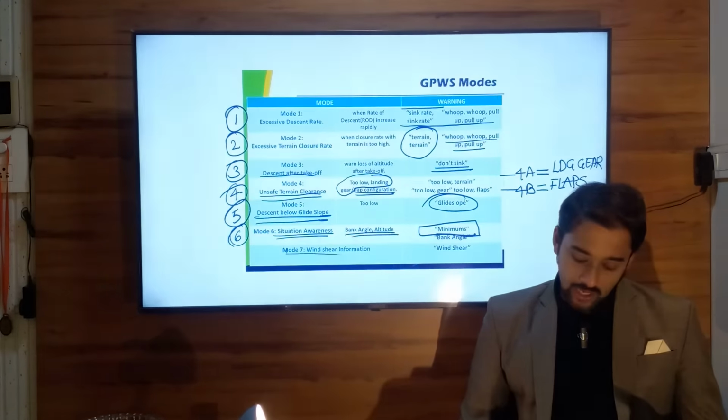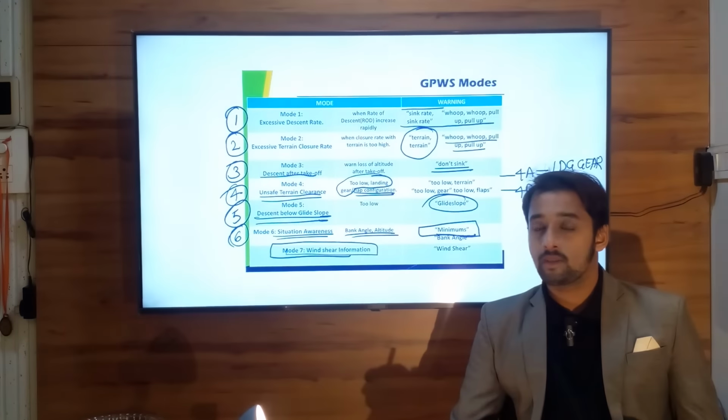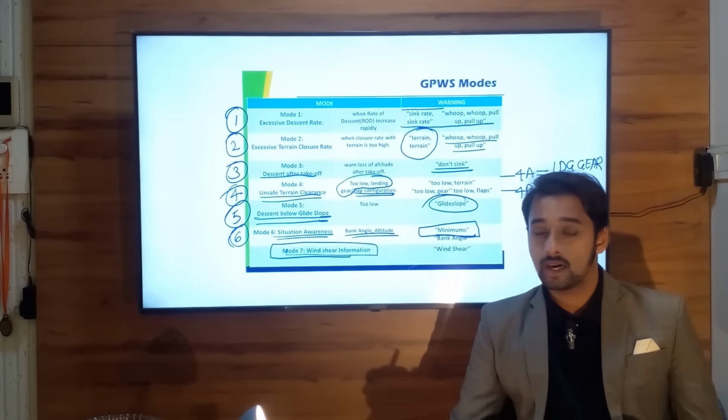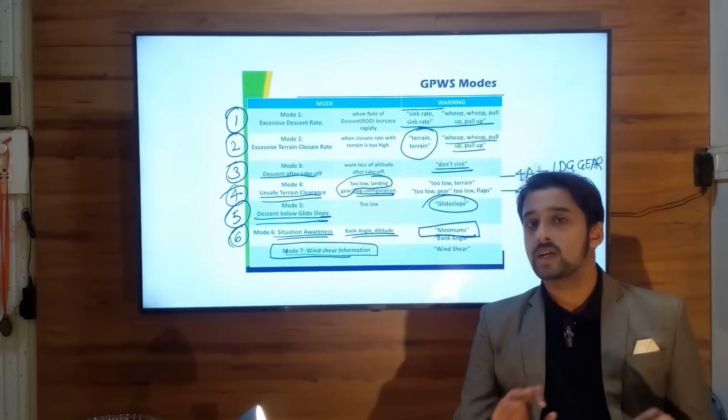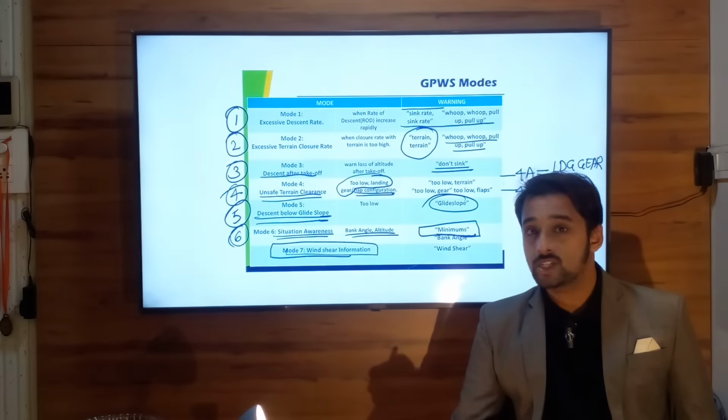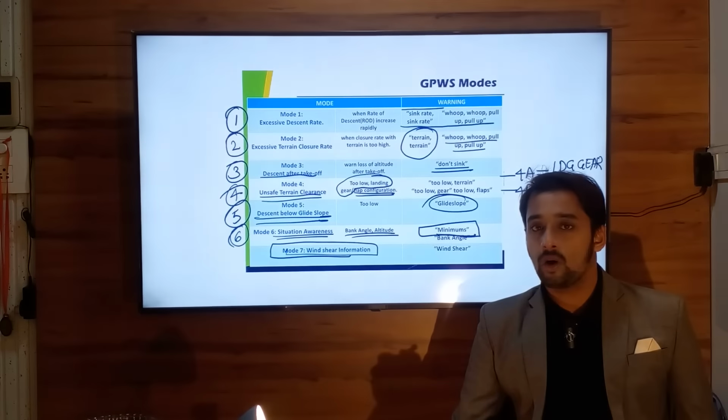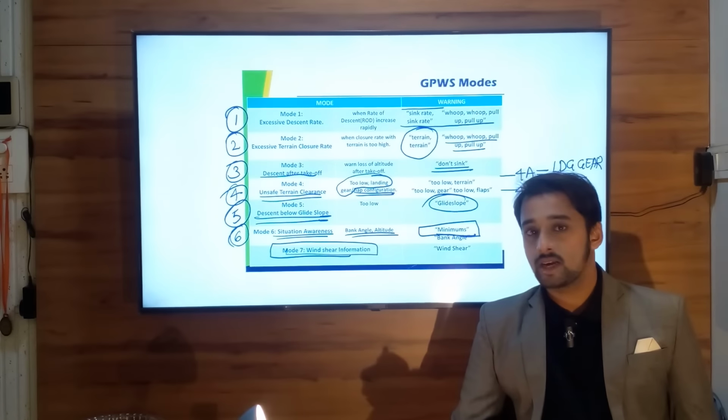Mode 7 is wind shear information. Okay, especially when you come in for landing and you are very close to the runway, there have been instances where aircraft is coming in to land and suddenly there is a wind shear and the aircraft has made a very hard landing because of that. Due to sudden reversal of wind direction, speed change, all your calculations or all dynamics change. And as a result, at the last moment something bad happens, a hard landing happens or the aircraft suddenly initiates a go around or missed approach.